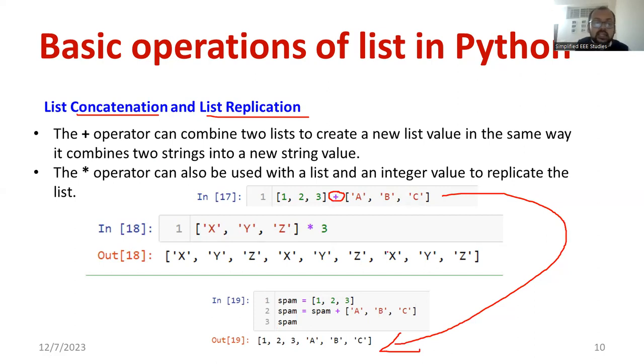Clear? There is another option called replication. For example, we have a list with 3 items: capital X, capital Y, capital Z. These are strings. Now, if I do star 3, that means the strings are going to be replicated thrice. First, second, third. So right now there are 9 items present here.